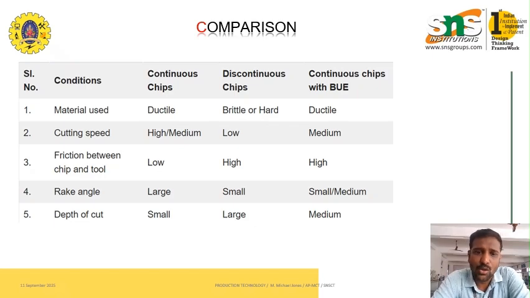In the previous lecture we saw that different types of chips are formed: continuous chips, discontinuous chips, and continuous chips with built-up edges. The conditions we are comparing are material, cutting speed, friction, rake angle, and depth of cut, with respect to continuous, discontinuous, and continuous with BUE chips. Ductile material, brittle or hard material, or ductile material: these are the conditions that can be used, and they will give a better result when used in this fashion.